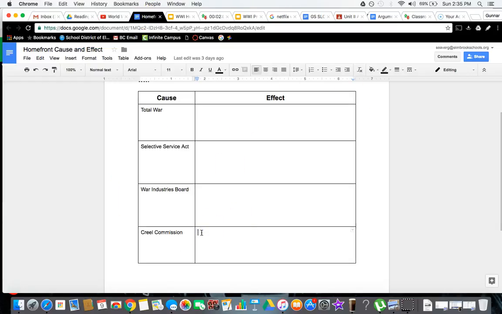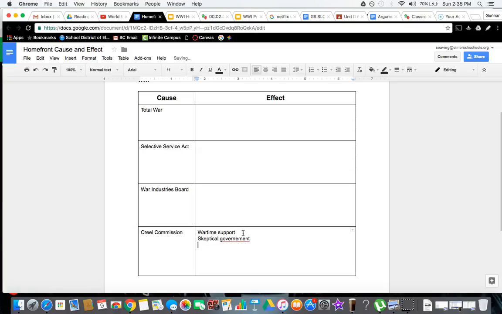So you should have been able to come up with a ton of the effects coming from the Creel Commission. One of them just being huge wartime support, right? Definitely people are going to be supportive of the war, seeing all of this propaganda. But there's also that converse side. People seeing that all of this is coming from the government, they may be skeptical of the government and what they're doing here, trying to get people to give up all of these things.